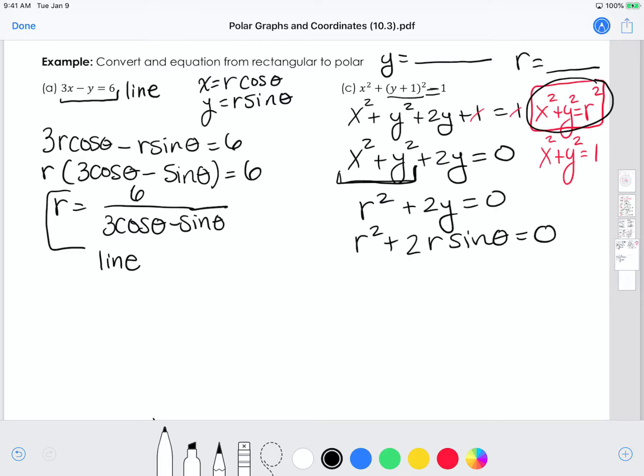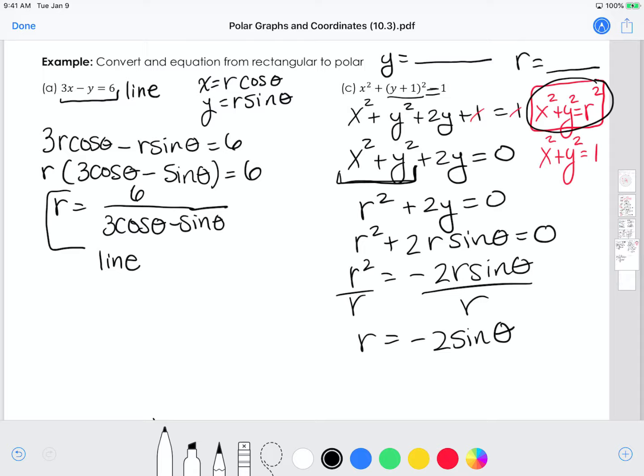So now we see no more x's, no more y's, and this is written all in terms of r and theta. Now we want to solve this for r. So what I'm going to do is subtract 2r sine theta from both sides and then divide both sides by r. So I'm left with r is equal to -2 sine theta.